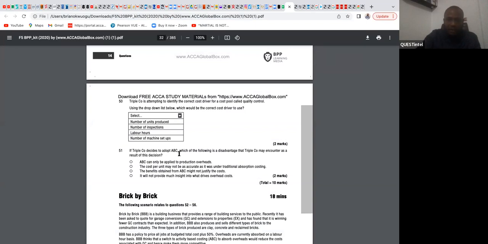If Triple decides to adopt ABC, which of the following is a disadvantage that Triple may encounter as a result of this decision? ABC can only be applied to production overheads. What's a disadvantage? Disadvantage to who? Disadvantage compared to absorption costing. Can only be applied to overheads. No. Production overheads, but that's not a disadvantage, even if it's true. The cost per unit may not be as accurate as under traditional absorption costing. True or false?